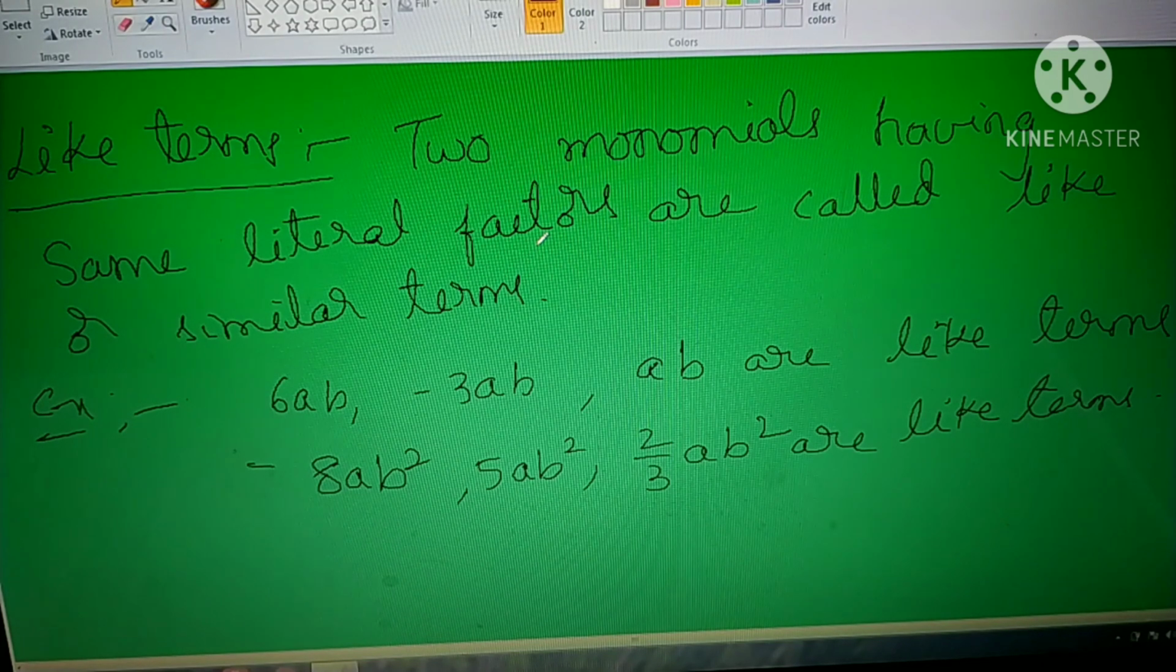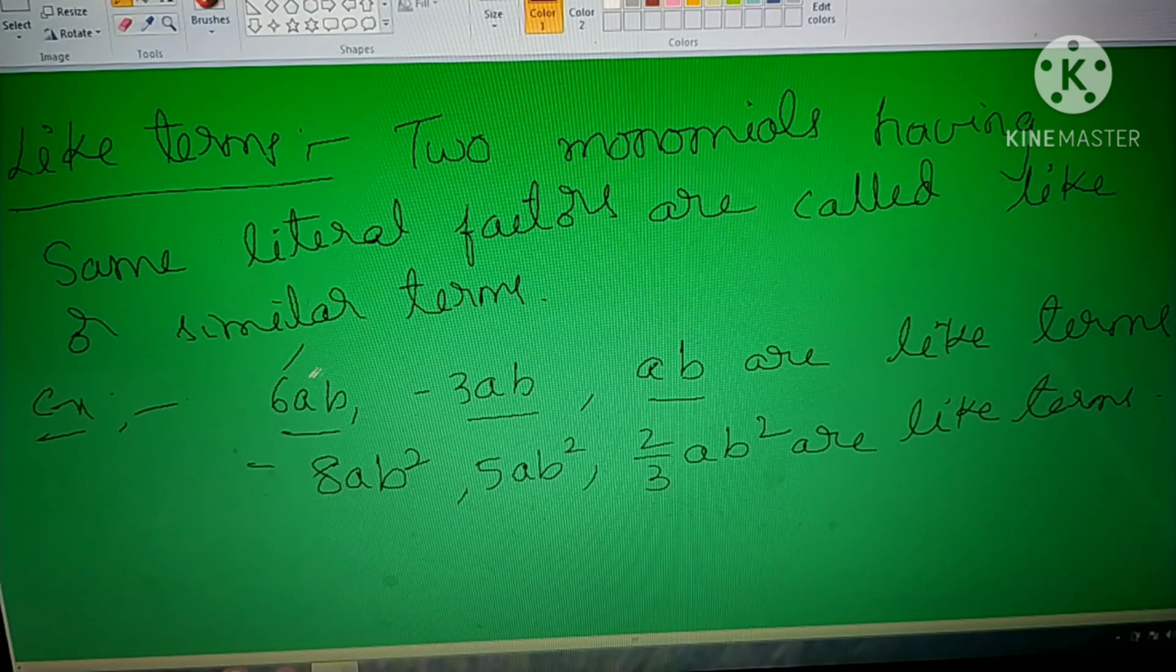So leave the numbers. You will not consider the numbers; you will only consider the variables. If we have the same variables, then we can call those terms like terms. See here, two monomials having the same literal factors are called like or similar terms. These are 6ab, 3ab and ab. So these are all called like terms, irrespective of the number.